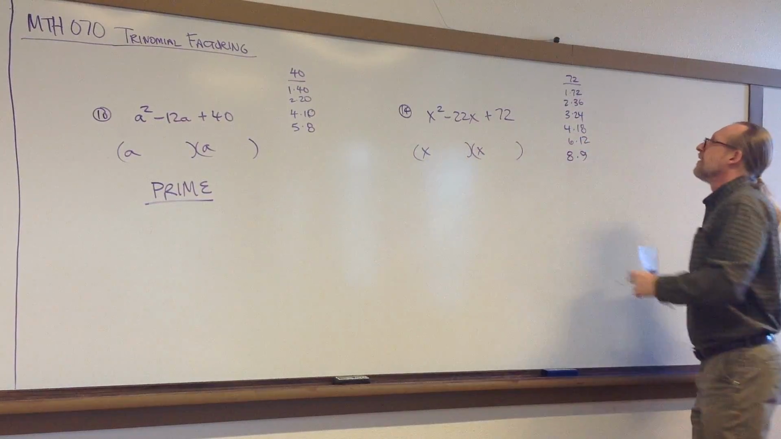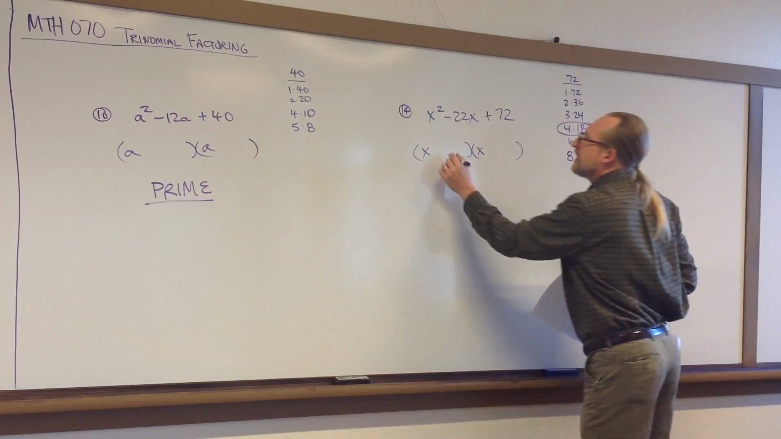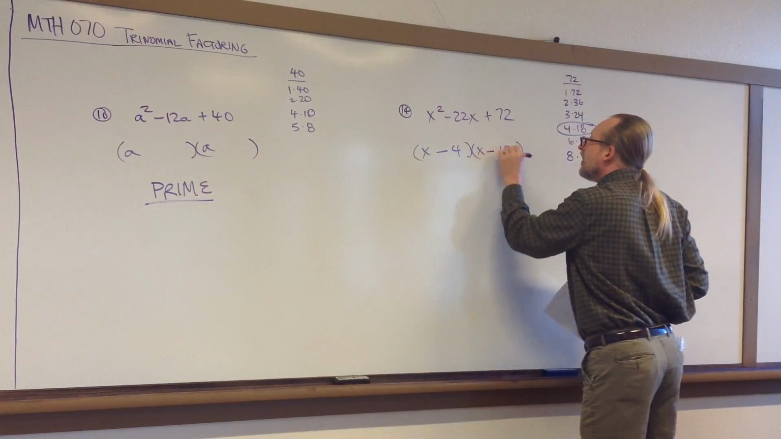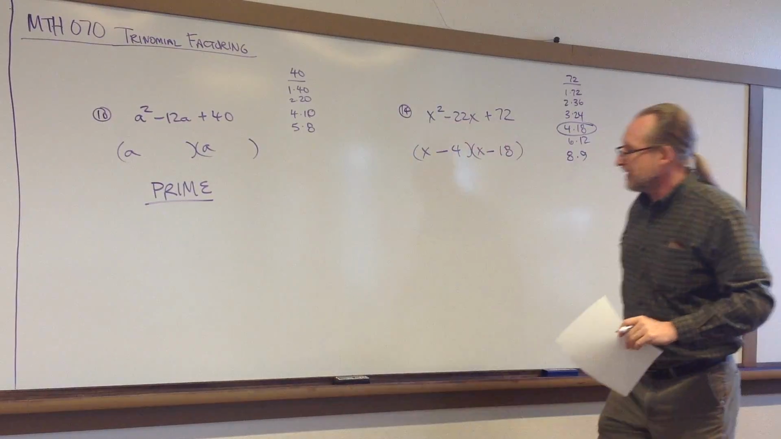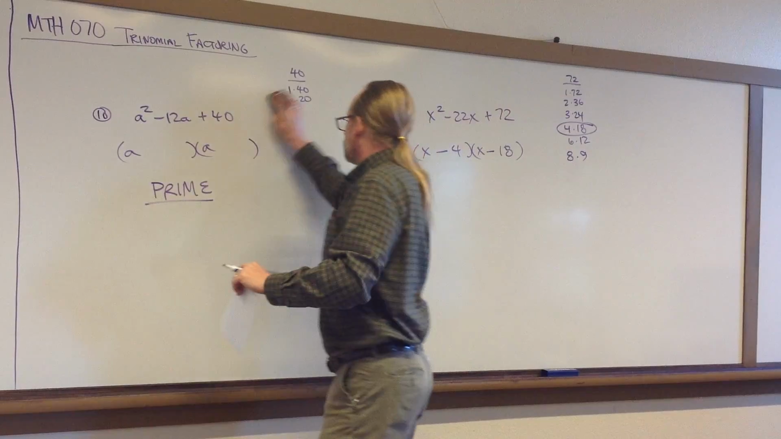Here they are right here, 4 times 18. So we want x minus 4 and x minus 18. And that'll give us x squared minus 22x plus 72.